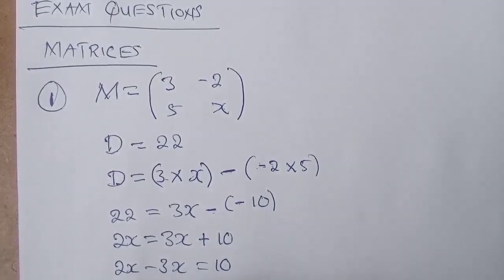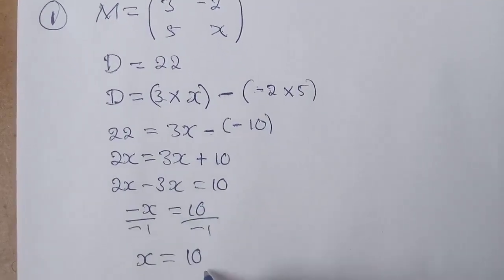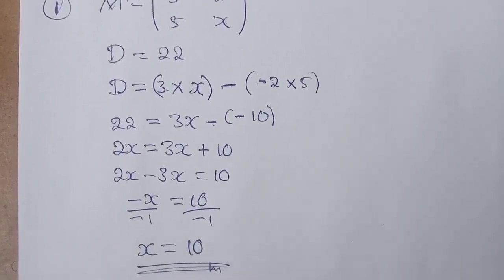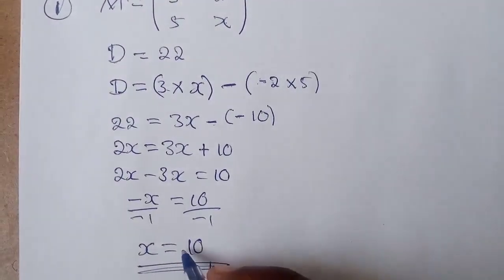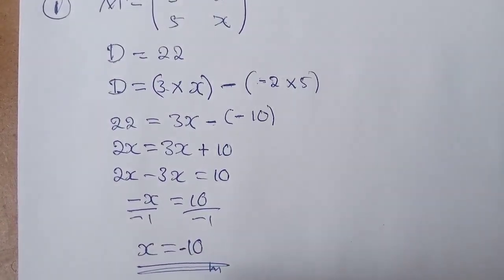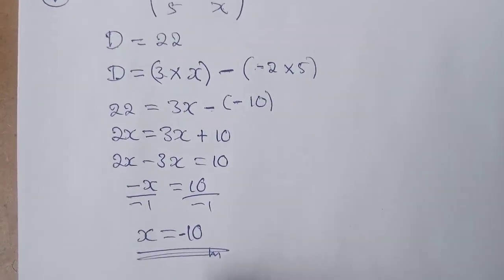So x is what? Negative... x is equal to 10, like that. Then over negative 1. Okay, so x is equal to 10. So this is -10, that is -10. That is how we find the value of x.